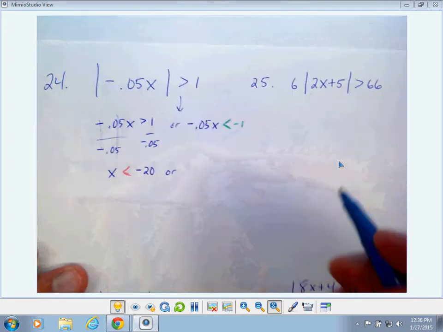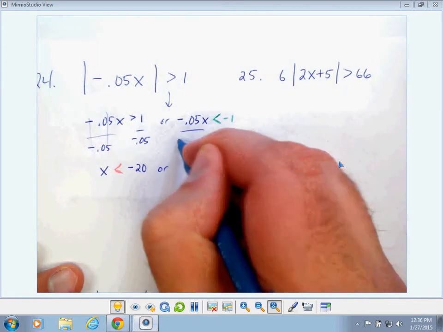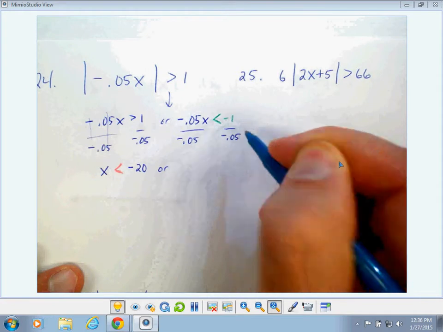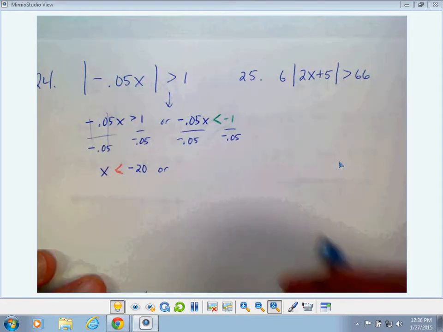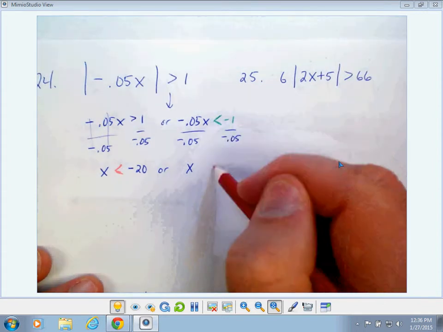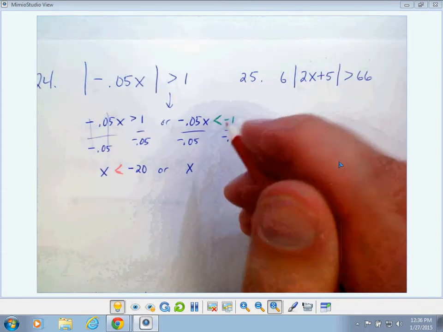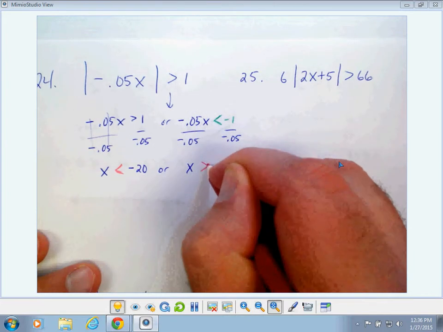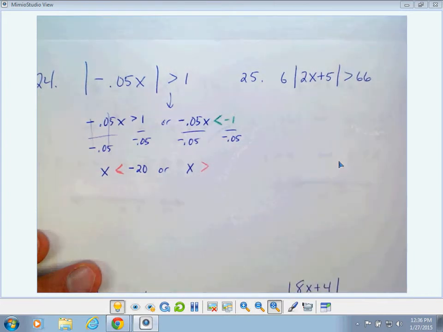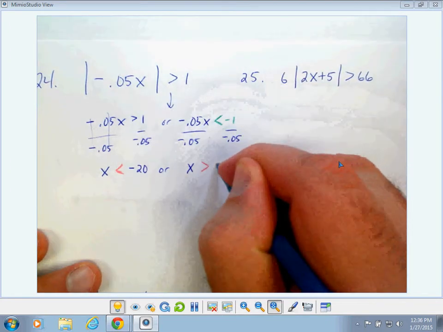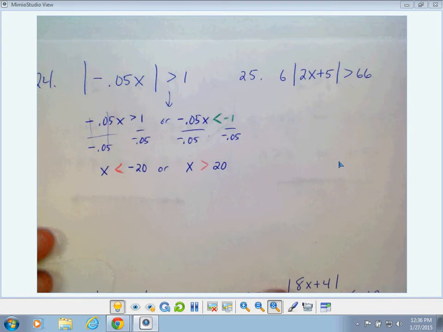Or, let me do the same thing on this side. Divide by negative 0.05. And once again, we're going to have to turn that symbol around. From the less than that we just turned it into, we'll have to turn it around again because we're dividing by a negative. It would be greater than, and negative 1 divided by negative 0.05. The two negatives turn out to be a positive and make this positive 20.